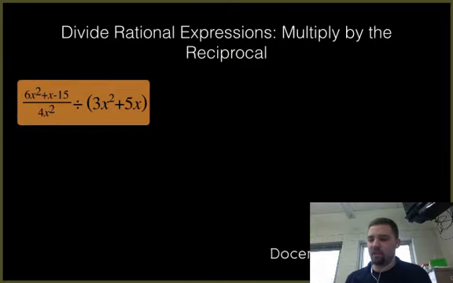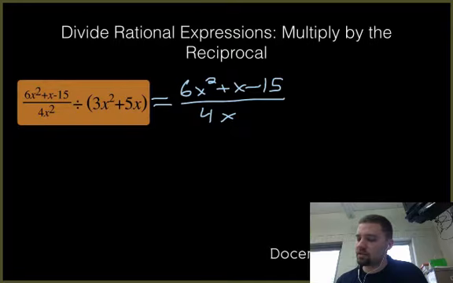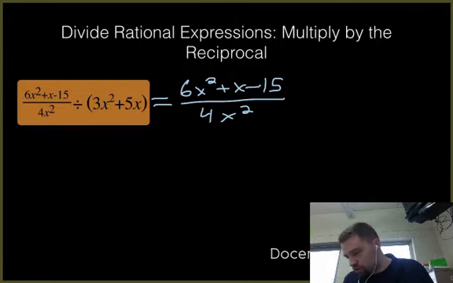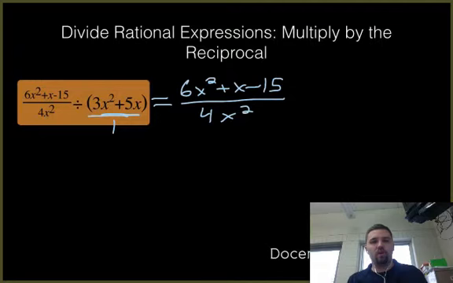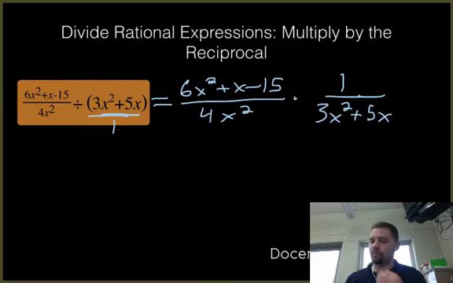Okay. Last example here. Remember, division is the same as multiplying as long as we multiply by the reciprocal. So I'm going to first rewrite this as a multiplication problem. Leave the first term alone, 6x squared plus x minus 15 divided by 4x squared. Multiply by the reciprocal. Well, usually we don't write this, but we could write that as over 1. And the reciprocal of that is 1 over 3x squared plus 5x. Okay. And so now I've got a multiplication problem.